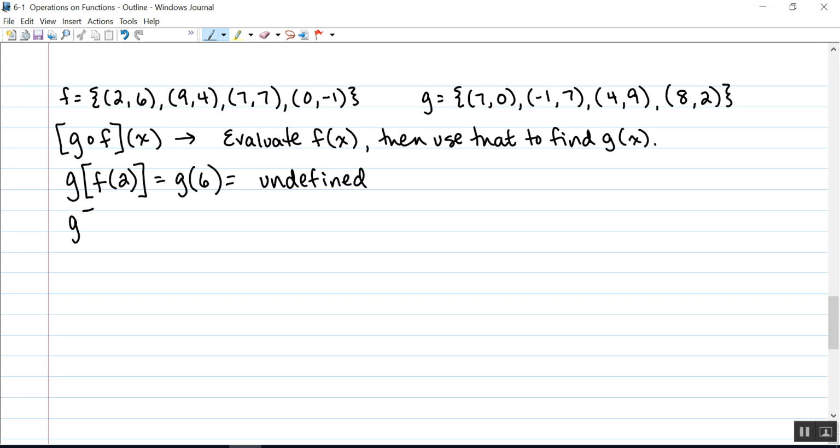So now I need g of f of 9, and f of 9 is 4, so I need g of 4. Let's go over to g. Here g of 4 is equal to 9. So that gives me the ordered pair 9, 9.